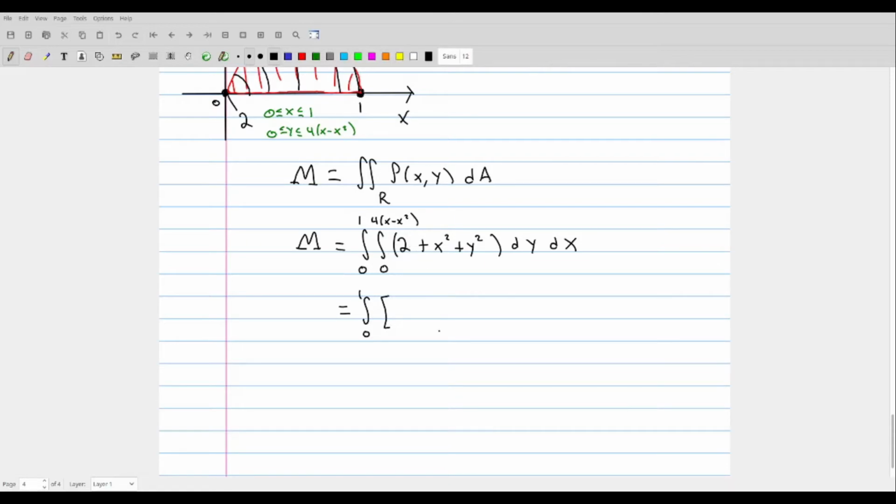Antiderivative of 2 with respect to y is just going to be 2 times y. The antiderivative of x squared with respect to y is going to be x squared times y. And then the antiderivative of y squared with respect to y is going to be y cubed over 3. And this has to be evaluated at the upper bound and the lower bound.